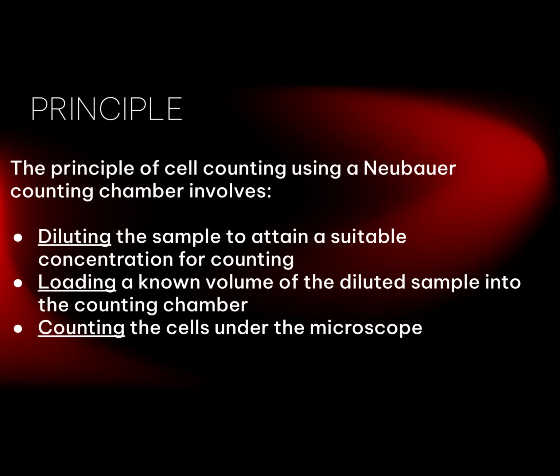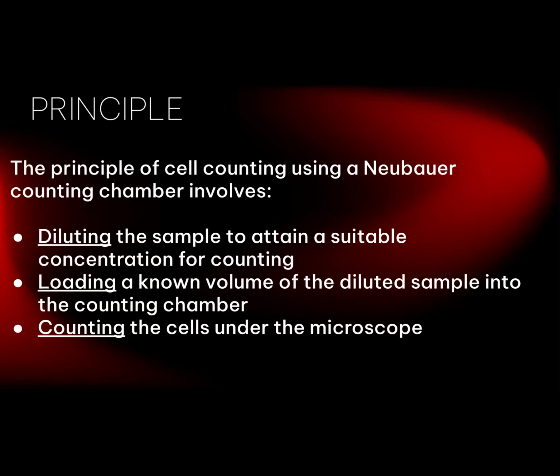First, let's talk about the principle of cell counting. The principle of cell counting using a Neubauer counting chamber starts with diluting the sample. This step ensures that the cell concentration is within a range that makes counting manageable and accurate. Too concentrated, and it becomes difficult to distinguish individual cells. Too dilute, and there might not be enough cells to count reliably.